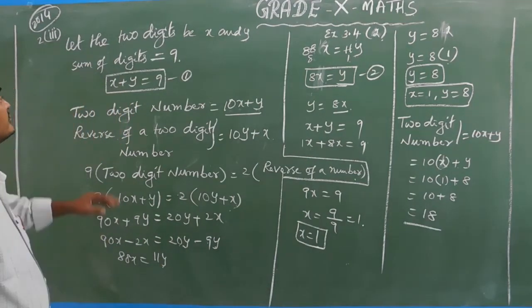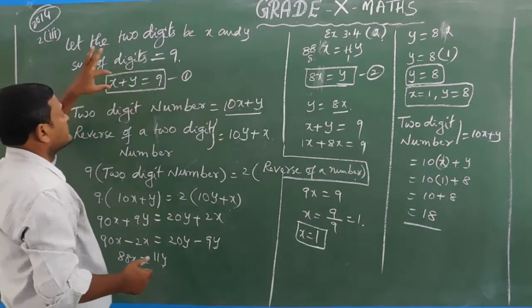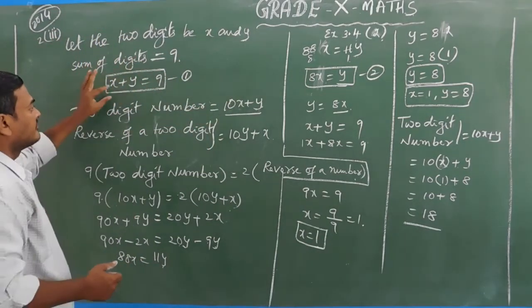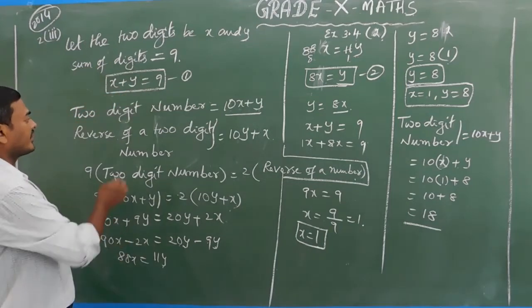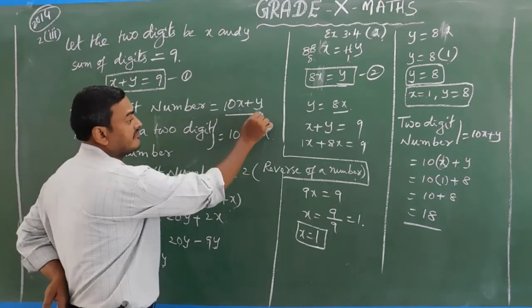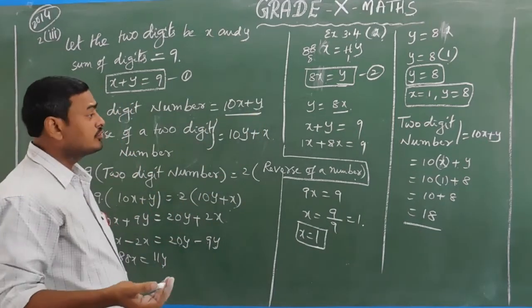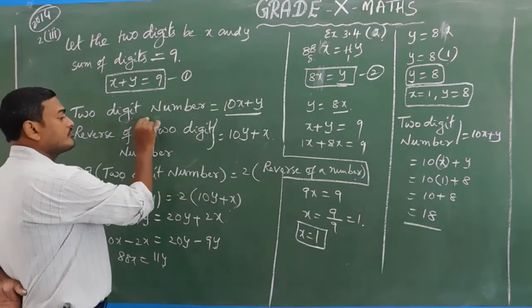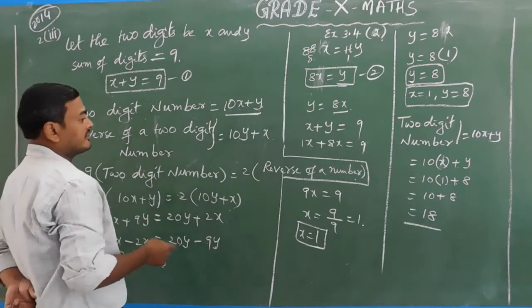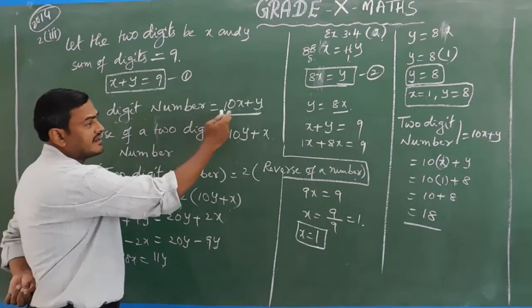So if we take 2-digit sum, first we can take the 2 digits x and y. Sum of digits x plus y equal to 9. The general form of 2-digit number, in the previous class we discussed about 1-digit number, 2-digit number and also 3-digit number. So up to 2-digit number we can have in the syllabus. Now 10x plus y, so the 2-digit number is 10x plus y.